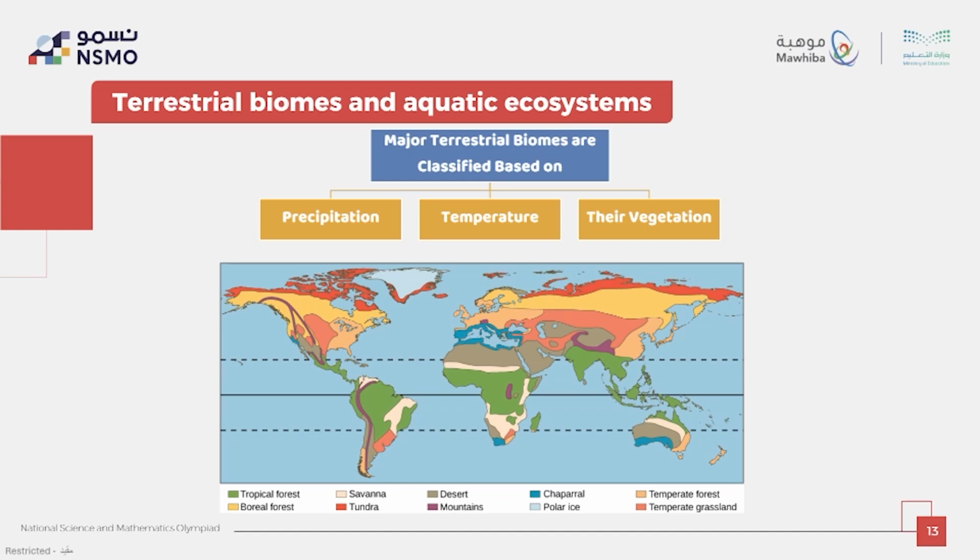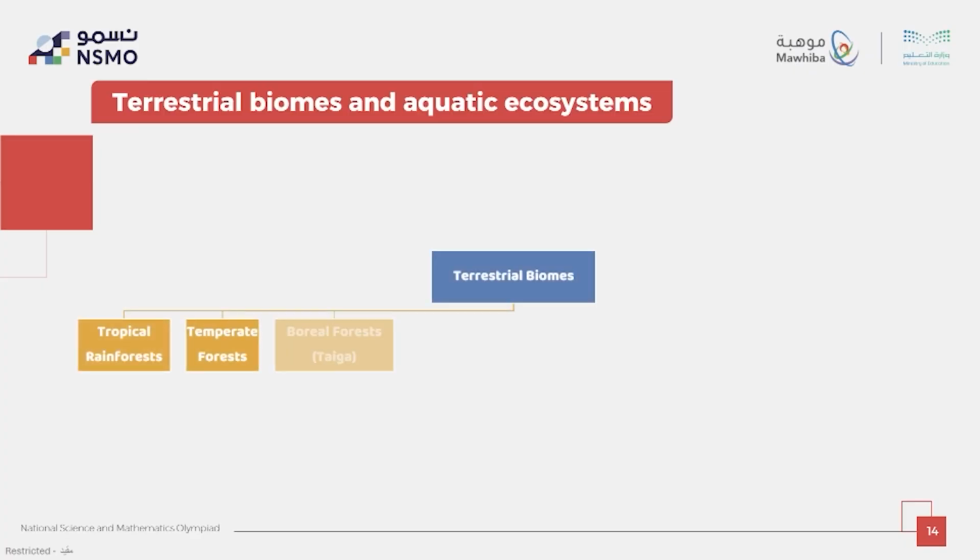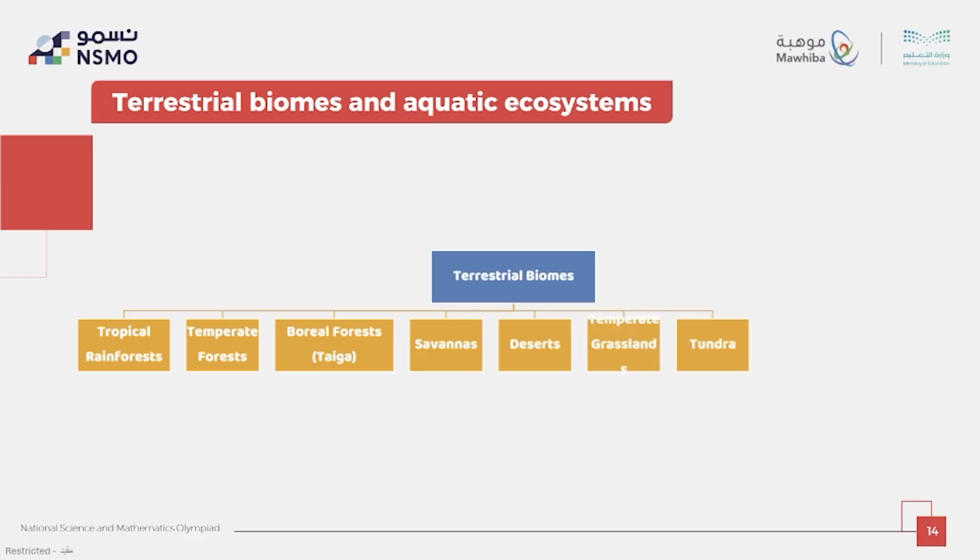Vegetation reflects the condition of the land. Grasslands, forests, and deserts each indicate a unique biome. On the map, each color represents a biome distributed across the globe. Terrestrial biomes include rainforest, temperate forest, taiga, savannas, desert, tundra, and more. And each biome has unique plants and animals perfectly adapted to the environment.